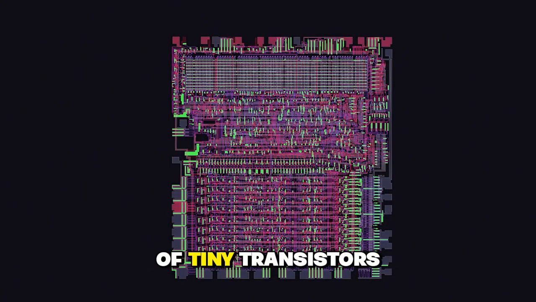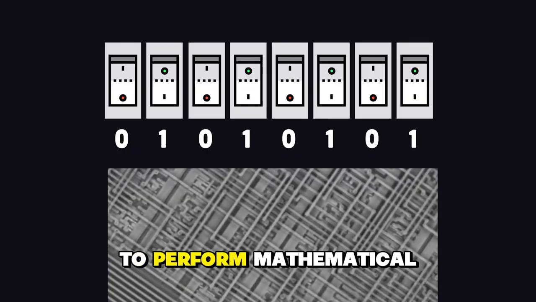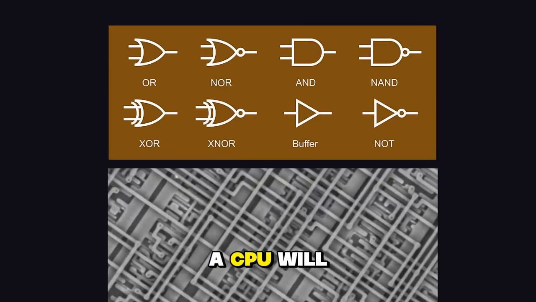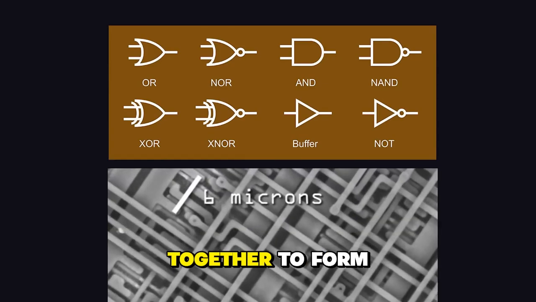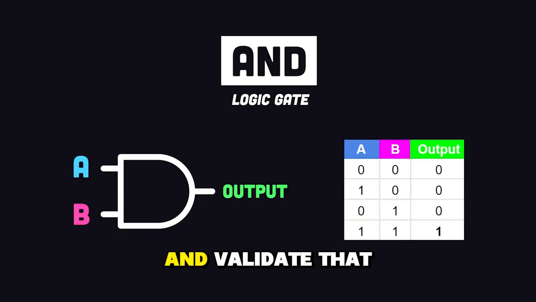contains billions of tiny transistors, or on-off switches that represent ones and zeros. To perform mathematical calculations, a CPU will combine multiple transistors together to form logic gates. For example, AND will take two binary inputs and validate that both are true to produce a true output.